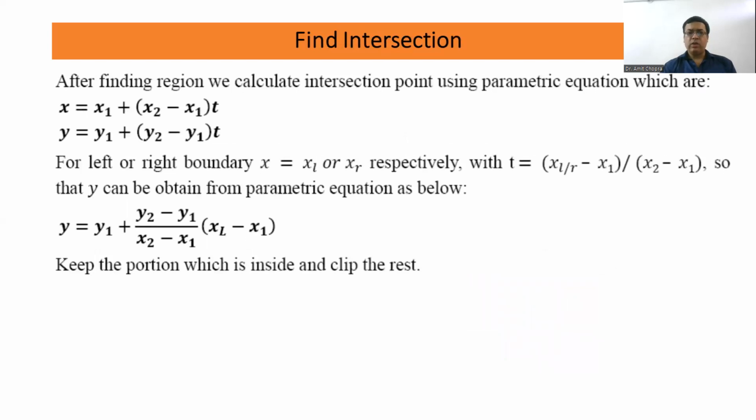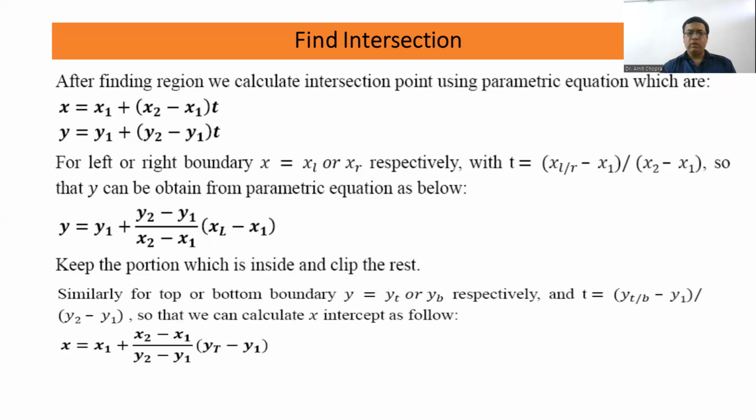The intersection can be calculated like x equal to x1 plus (x2 minus x1) times t, y equal to y1 plus (y2 minus y1) times t. For the left or right boundary, x equal to xL or xR respectively, with t equal to (xL minus x1) divided by (x2 minus x1), and so on. Then y can be obtained from the parametric equation as below: y equal to y1 plus (y2 minus y1) divided by (x2 minus x1) times (xL minus x1). Keep the portion which is inside and clip the rest.